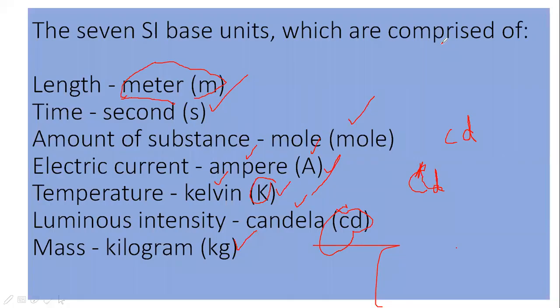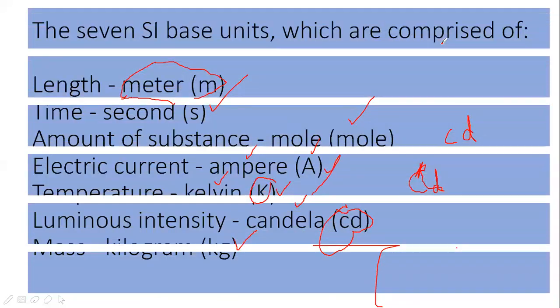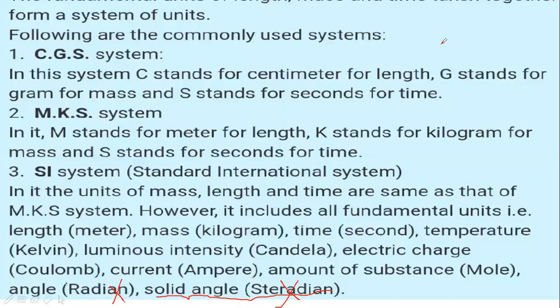Then we studied base units and their examples. Length has SI unit meter, represented by m. Then time, second, amount of substance, electric current, temperature, luminous intensity, and mass. These are the 7 base units and their SI units have been given. Then a little information is displayed on your screen about different systems of units. Some supplementary units are also given, which are not in your syllabus, so leave them.